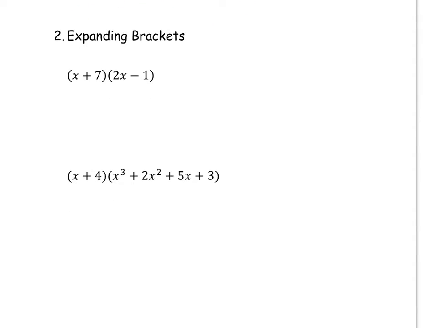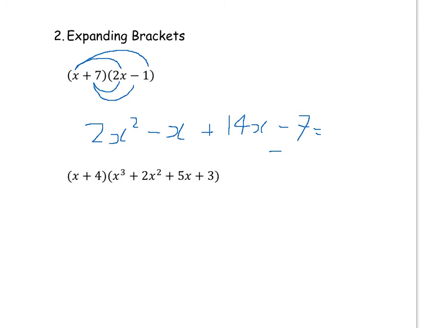So remember, this means you've got to multiply everything in the left hand bracket by everything in the right hand bracket. So x times 2x, which is 2x squared, x times minus 1, which is minus x, 7 times x, which is 14x, and 7 times minus 1, which is minus 7. Now we need to collect together the like terms again. Well, the like terms here are the minus x and the plus 14x, so that makes plus 13x, and then minus 7, and that's the answer.